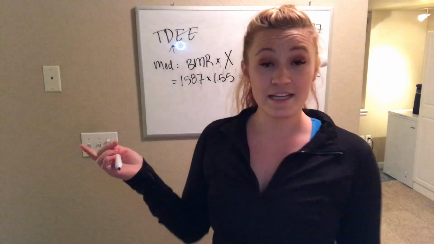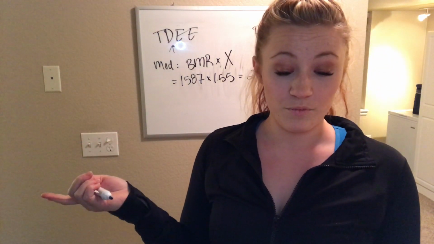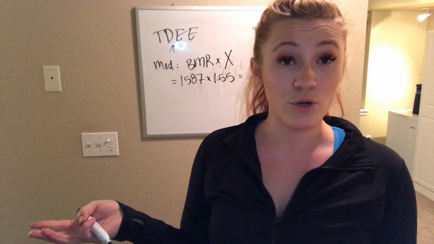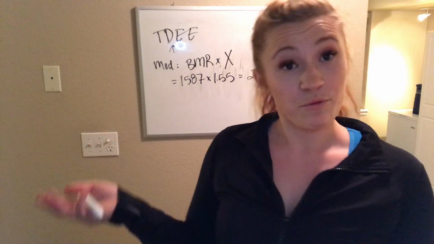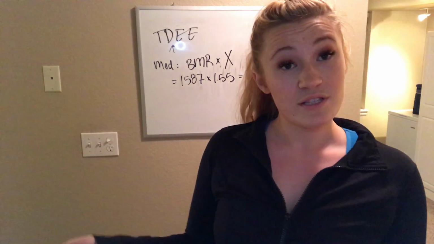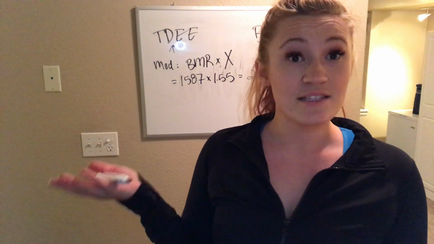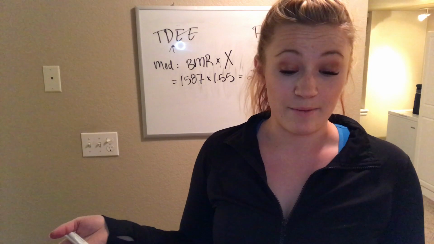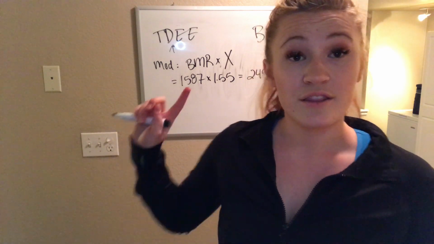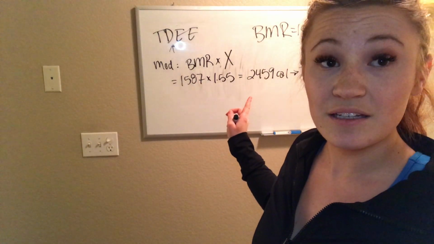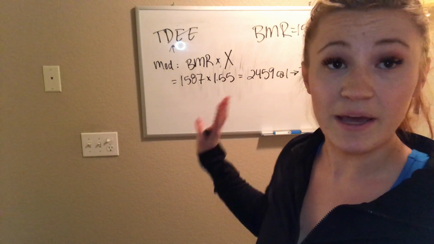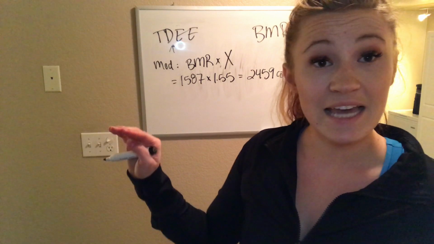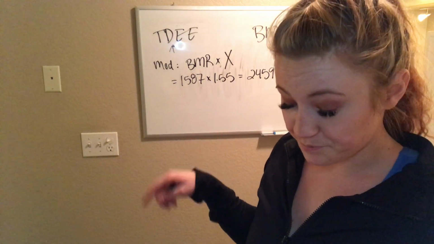For light exercise, it's 1.375. For little to no exercise, the constant is 1.2. For moderate, 1.55. Hard exercise, 1.75. And for very intense, 7 days a week, super crazy all the time, 1.9, okay? This is the calories you need that are your total daily expenditure. This is how many calories you expend every day. If you're going to maintain, you're going to eat this amount.